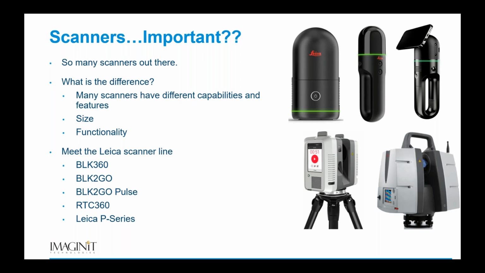We want to use the right tool for the job. And to get around a room quickly, super accurate, I might take my RTC 360, or I might take the BLK 360. If I'm not worried about accuracy, I just want to get a floor plan layout very quickly and without a lot of setting the scanner up, the BLK2GO scanners are fantastic for that.